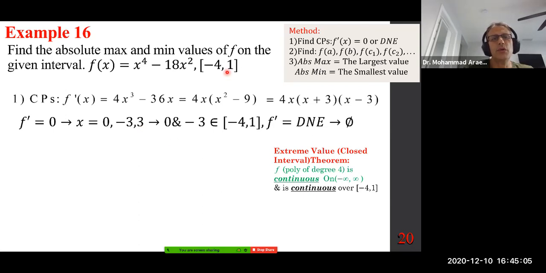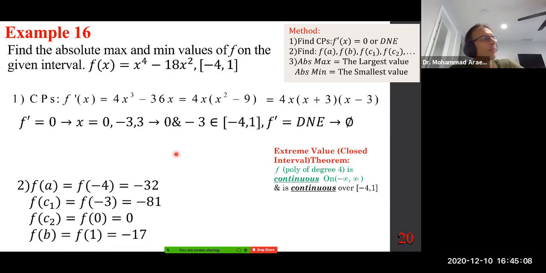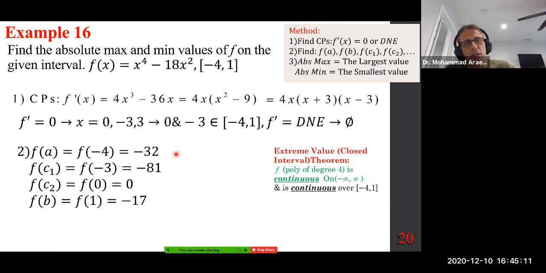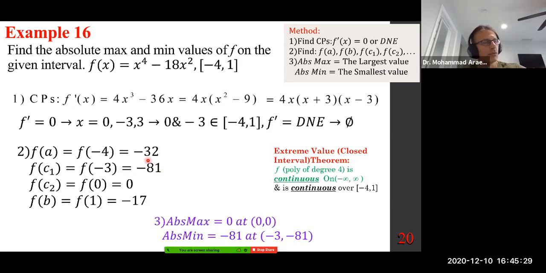Now plug in the endpoints, plug in those numbers, and do your observation and writing. Where do you plug them in? Into the original function. Okay, largest number is 0. So this is absolute max. Add 0, 0. Smallest value, negative 81 is the absolute min. Add this pair. This is your writing. So for the exam, whatever they ask you, you write them accordingly. So when we say absolute max, we are really referring to the y coordinate. So you want to see what they're asking. Okay.